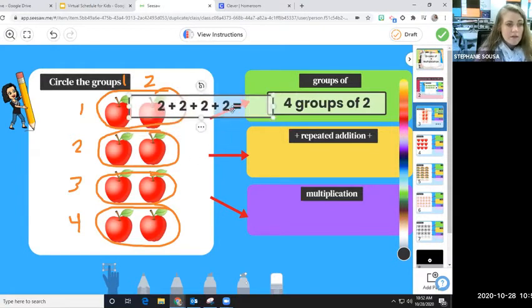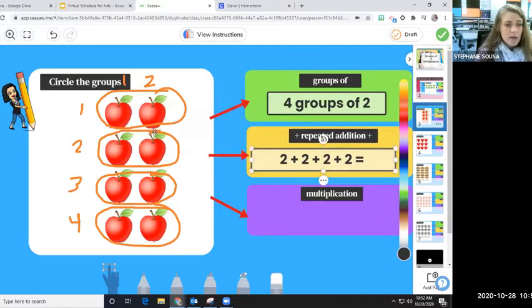We can see that there are 4 2s in our repeated addition because we have a group of 2 on top, a group of 2 in the top middle, a group of 2 in the bottom middle, and a group of 2 at the bottom. If we were to count all of these apples, we would have 1, 2, 3, 4, 5, 6, 7, 8. So the answer is 8.